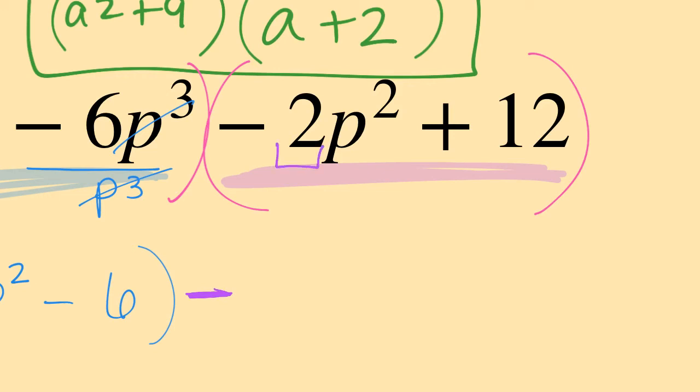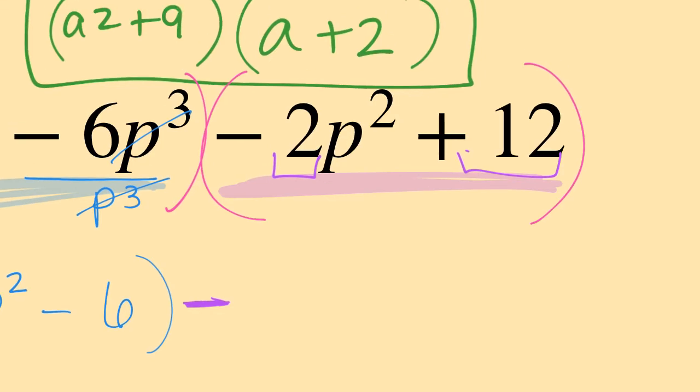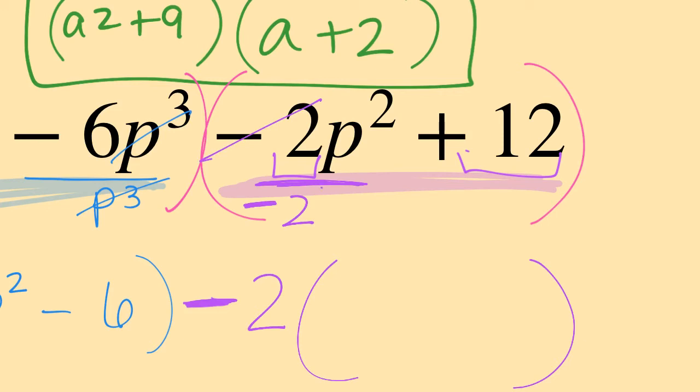And then let's see about this 2. Does 2 go into both of these? Yes, it does. So we're going to take out the 2. So -2. And then we're going to write down what we would have left. So we're just going to divide each of these by -2. So in the first term, those would cancel, and I would just have p squared.